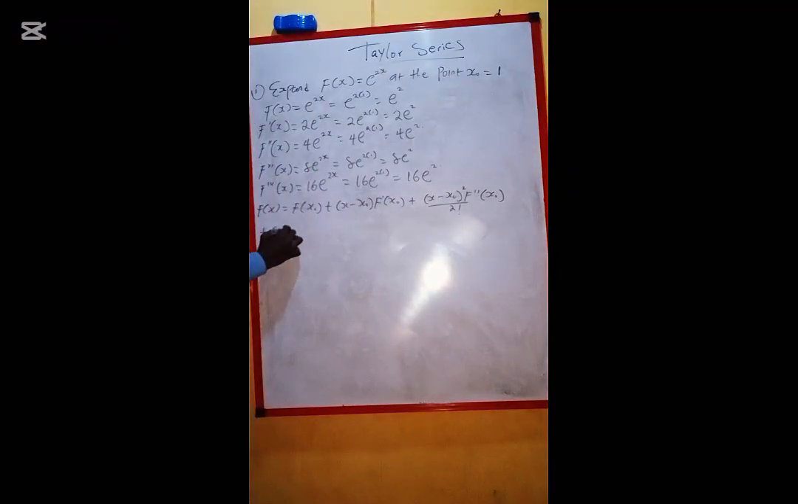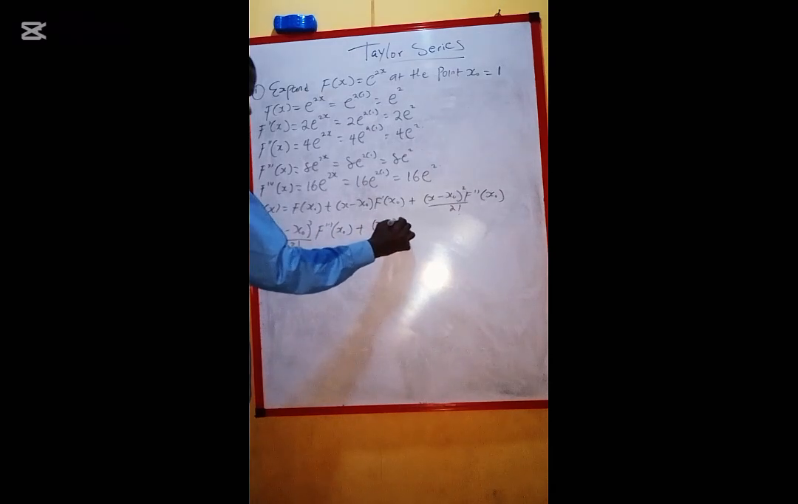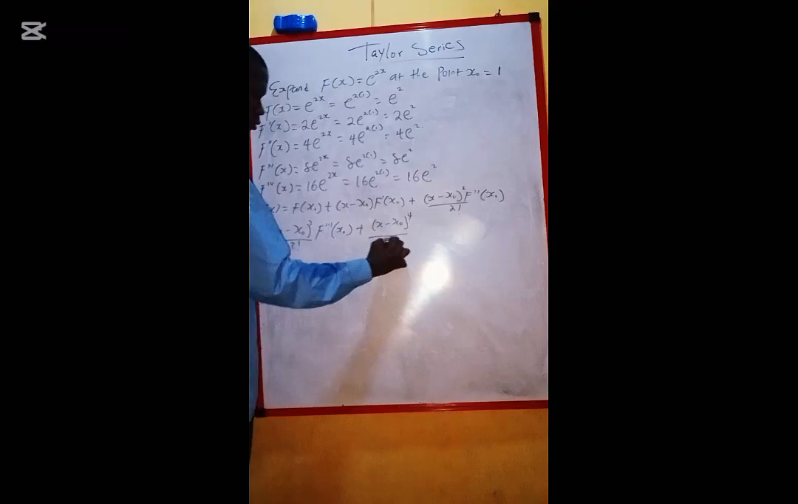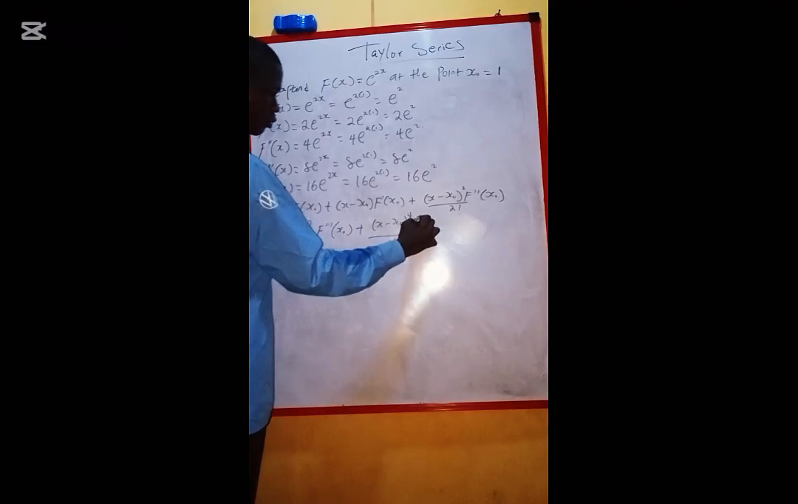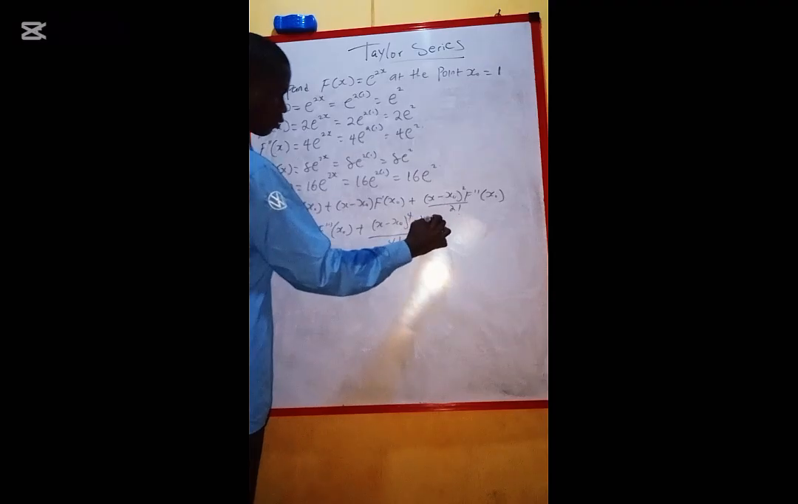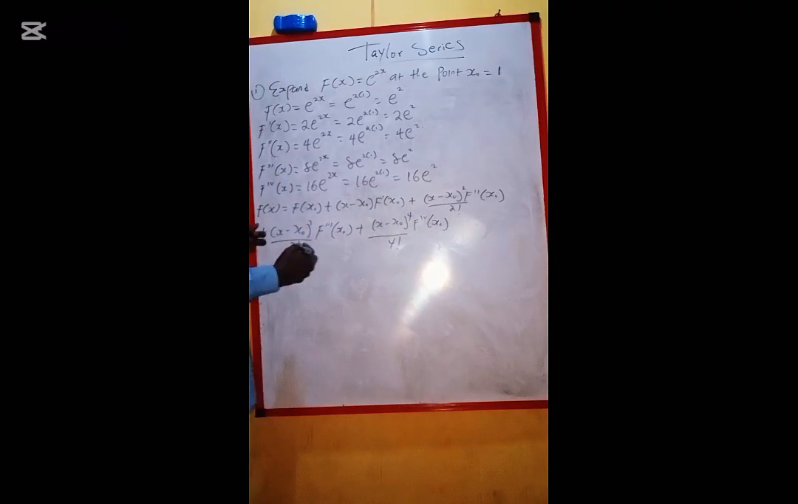plus f triple prime of x not times (x minus x not) cubed over 3 factorial, plus f fourth derivative of x not times (x minus x not) to the 4 over 4 factorial. So what's our f of x? Here it is e to the power 2.